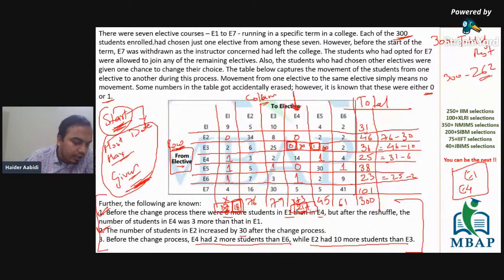People who are saying the answer is three, the answer is not three. The answer is two, which is E1 and E4.